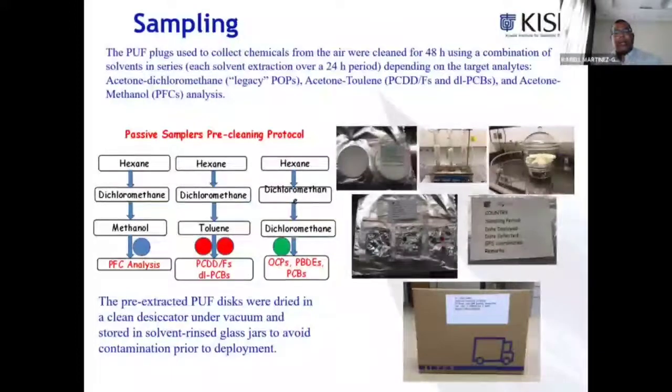So before sending the PUFs and the samplers to the different countries, we cleaned those PUFs, and we tagged them. We cleaned them according to the target analytes they were going to sample. For instance, we use acetone and DCM for legacy POPs, acetone and toluene for dioxins, furans, and dioxin-like PCBs, and acetone and methanol for fluorinated chemicals. After that, these PUFs were dried in a desiccator, packed, and labeled accordingly, even color labeled, so that the people who are going to deploy the samplers have no confusion to do their job. And then we sent them, you can see in this slide, to the different countries.